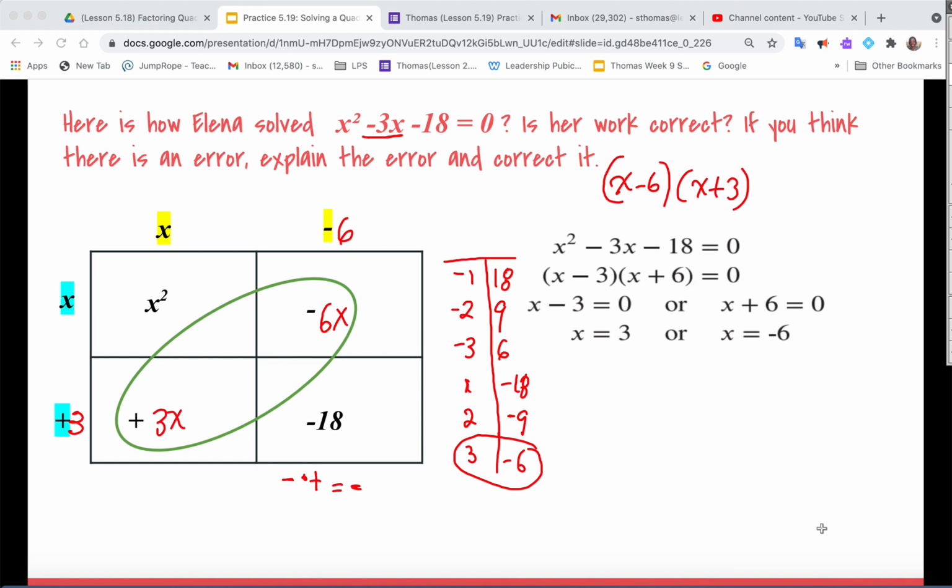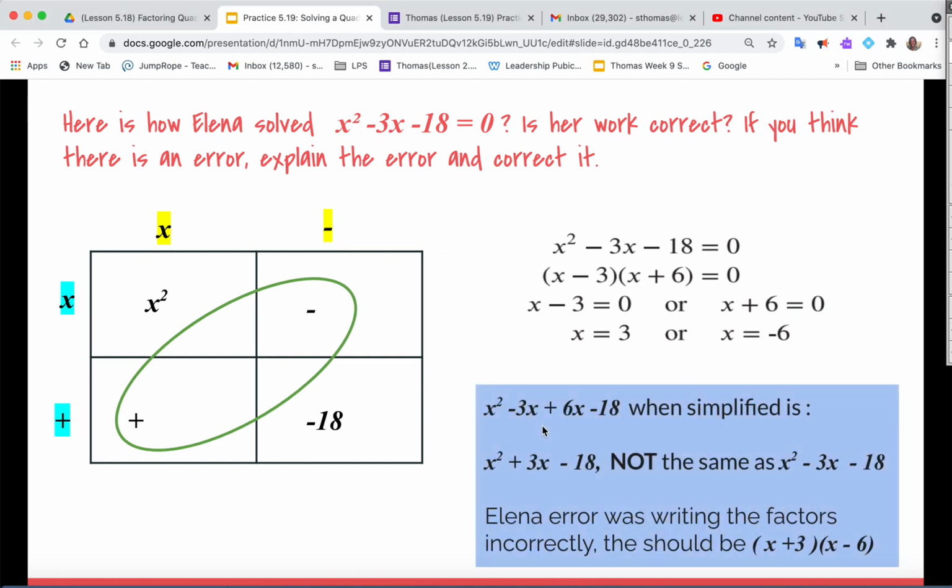So when we look at that information, the error that Elena made was incorrectly writing the factors in the equation. And then we saw how we were to correct it. When we look at correcting the information, x squared minus 3x plus 6x, based on her factors, is not the same as x squared minus 3x minus 18.